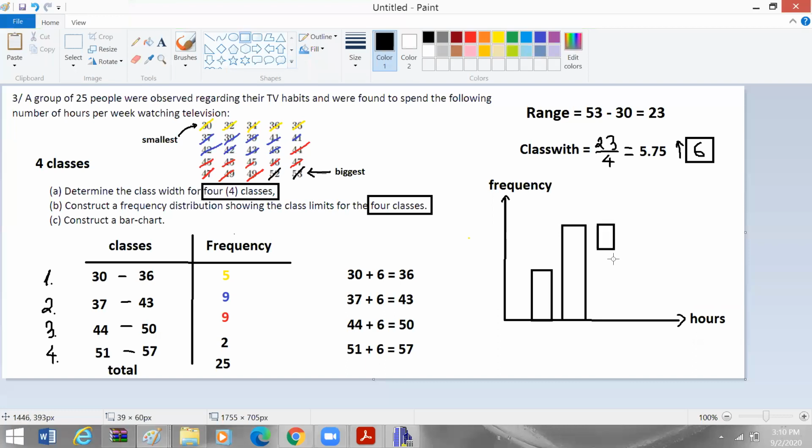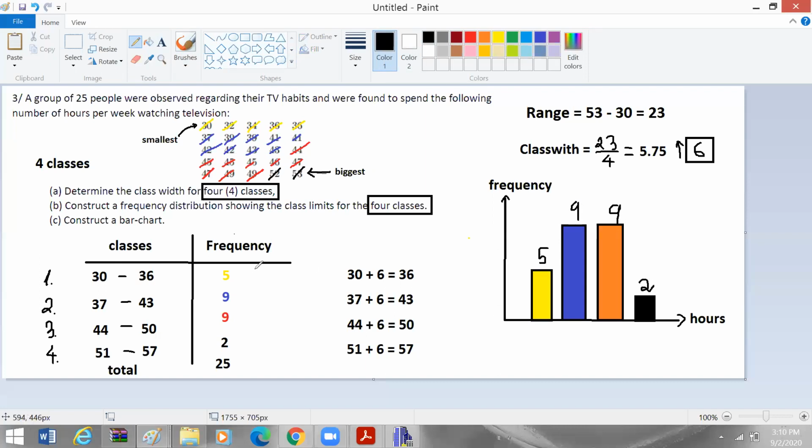We have 9, and we have 2 of them. Okay, and then I'm going to mark with different colors. So this is brush. No, I'm sorry, this is fill. This is fill. This is fill. And this is fill. Okay. And then we have this one is 5, 9, 9, and 2.